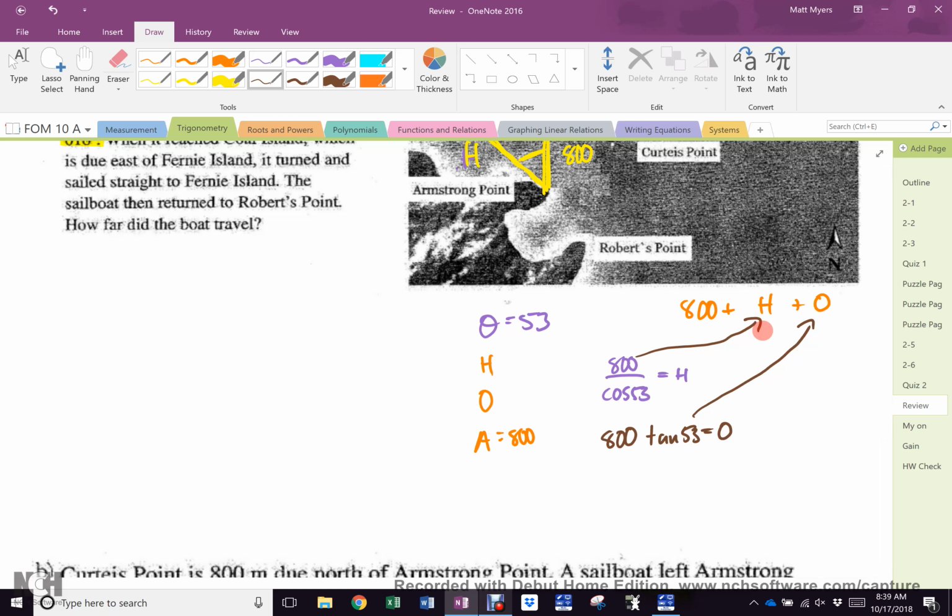3,000. That's close enough for me. Somebody else in the room will have 3,190, but let's check. 800 plus 800 divided by cos 53 plus 800 tan 53. 3,190.95.